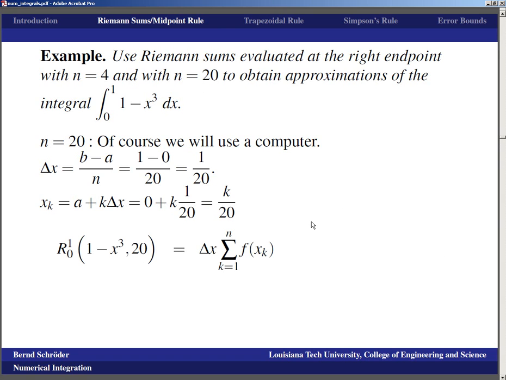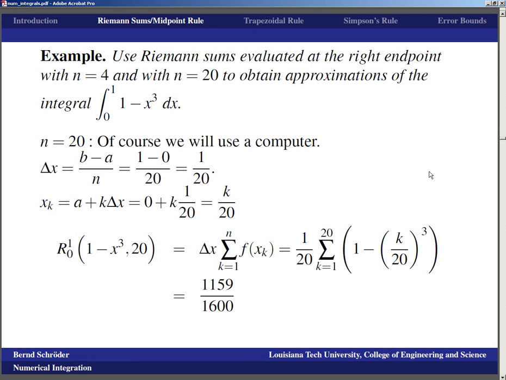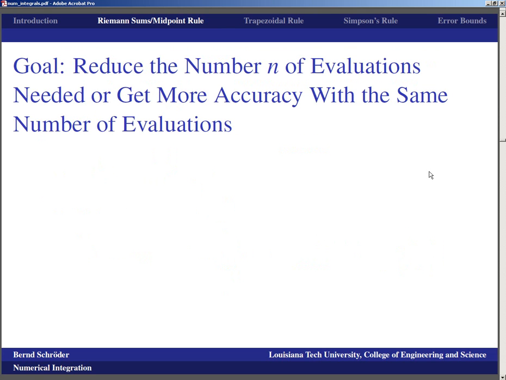Right endpoint evaluation, then this time, it's the sum going from 1 to n, which means we have 1/20th, sum k equals 1 to 20, 1 minus k over 20 cubed. Same thing as before, only that the sum runs differently. That's 1159 over 1600, which is 0.724375. Okay, so again, it's closer to the actual answer. Now, the goal is ultimately to reduce the number n of evaluations that are needed to get an answer of a certain quality, or to get more accuracy with the same number of evaluations.